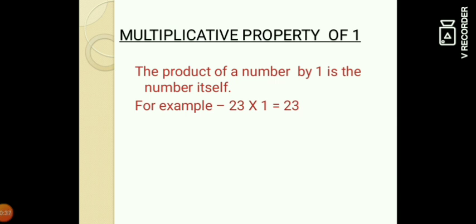For example, 23 ones are 23. It means when 23, a number, is multiplied by 1, it gives you 23, which is the number itself. If we multiply a number by 1, we will get the same number.